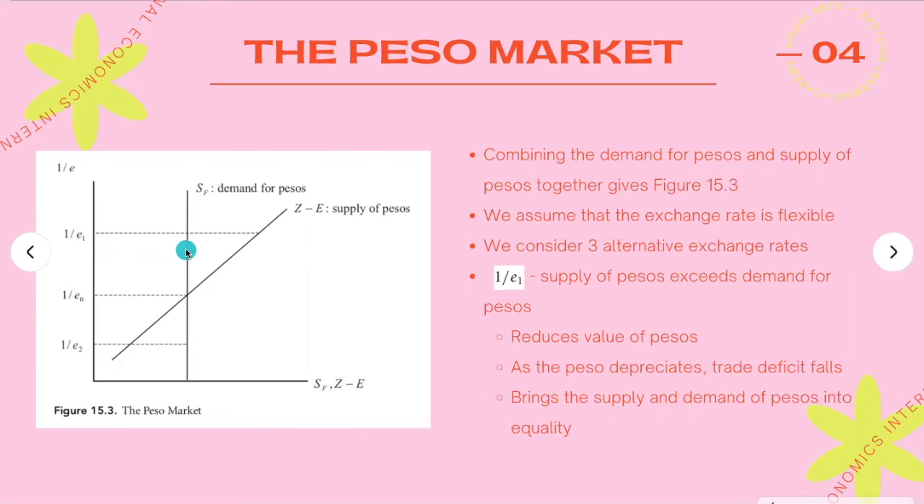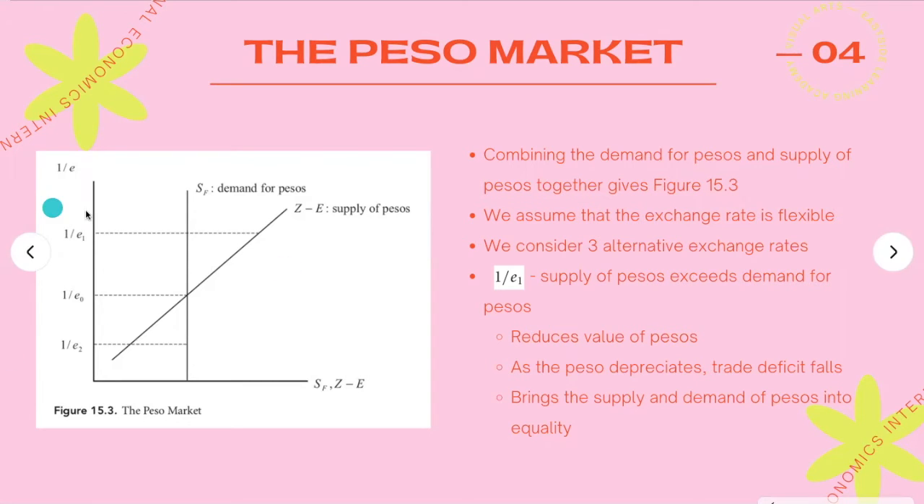As we can see here, the supply of pesos along the Z minus E, or the trade deficit, will exceed the demand for pesos in the line of SF, as you can see here. And this means that there's an excess supply of pesos, and it means that it is reducing the value of pesos, and it will result in the falling of the trade deficit that brings the supply and demand of pesos into equality.